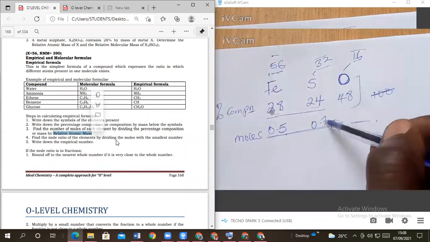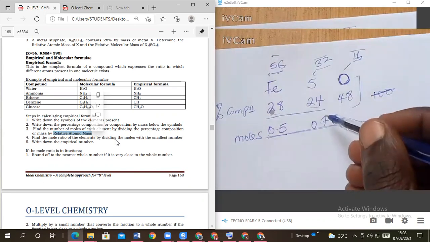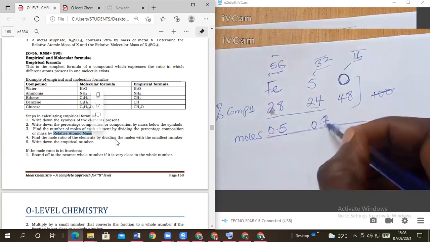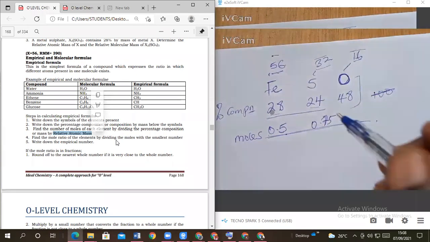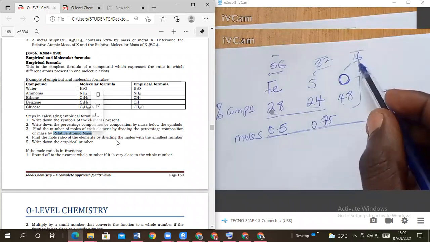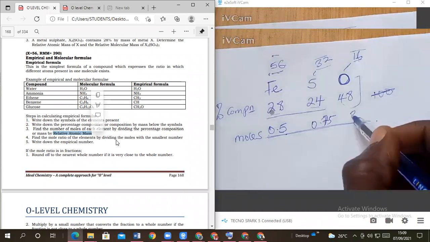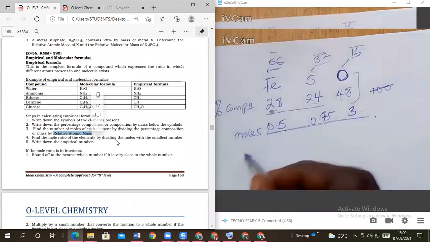Yes. What is the one of sulfur? 24 divided by 32. What do you get? 0.75. What about the one of oxygen? 48 divided by 16. What do you get? 3. Okay. Now we have found moles.